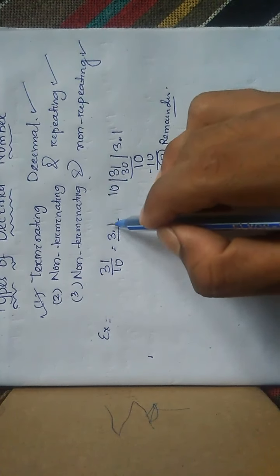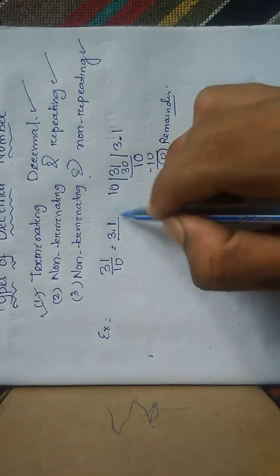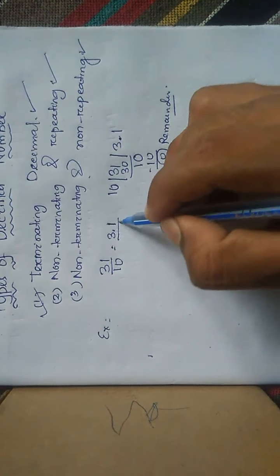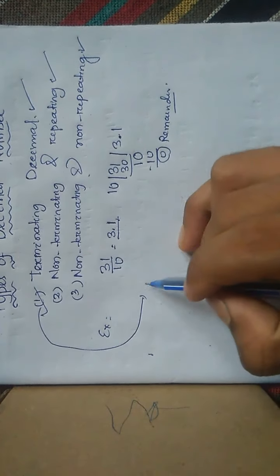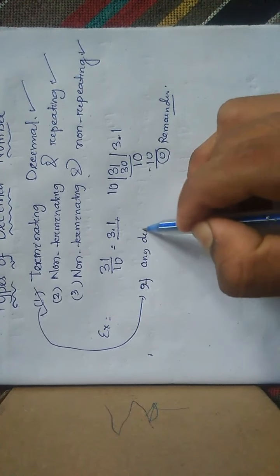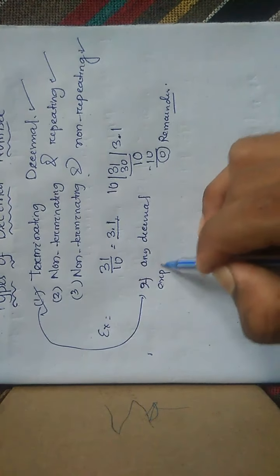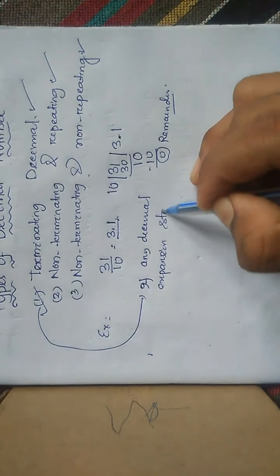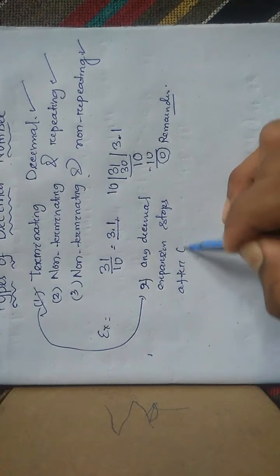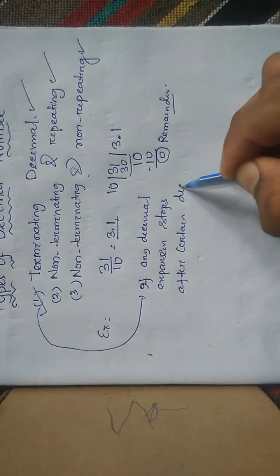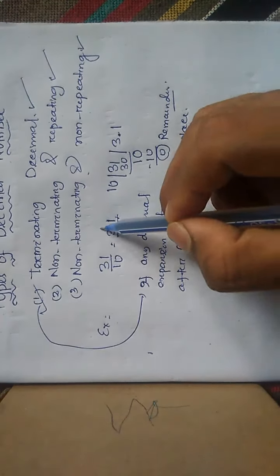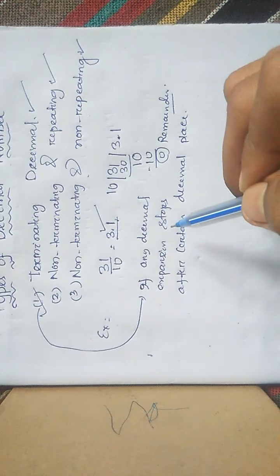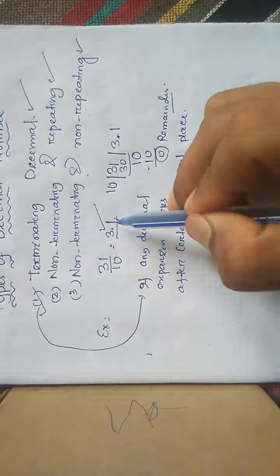And you can see after one decimal point, this is the first decimal point, the division stops. Okay. Since it stops, that is why it is known as terminating. So the meaning of terminating is, if any decimal expansion stops after certain decimal place, then it is known as terminating. Terminating means it stops. Okay, it doesn't continue. Here it stops after 1, that is why it is known as terminating decimal expansion.